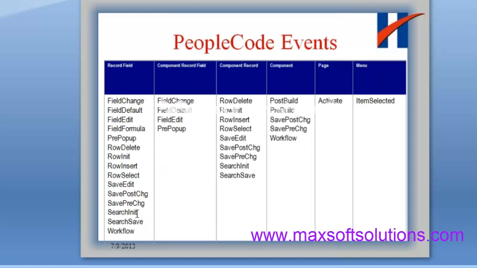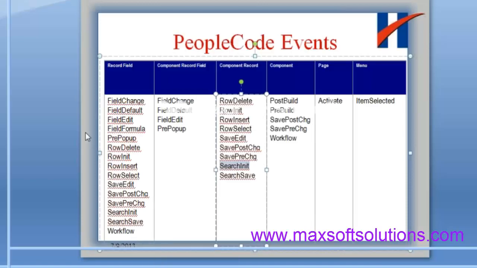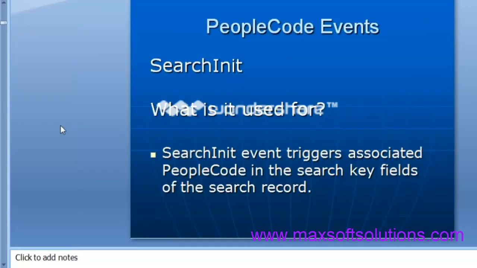Here in the search unit, in the record field level, and in the component record level also, search unit is there. Then what is the difference between each level? We will discuss now. Search unit event triggers are associated in the PeopleCode with the search key fields of the search record. Exactly. Whatever the search record, search keys are there, we will try to write the code in those fields.